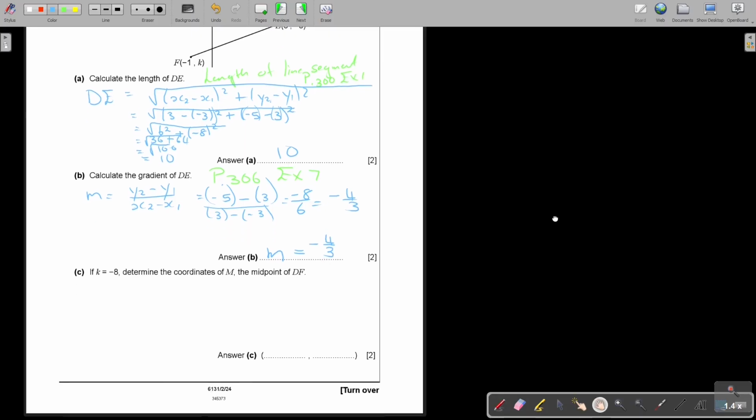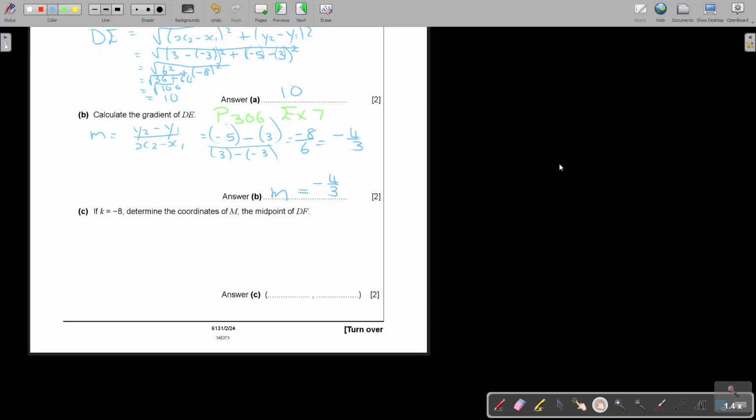Okay, and then the final one: if k is -8, determine the coordinates of M, the midpoint of DF. So where do I find midpoint? On page 304, you can look at example 5. Okay, so let's first write down the points. So it's -3 and 3. And if I look at F, what is that? It's -1 and -8.